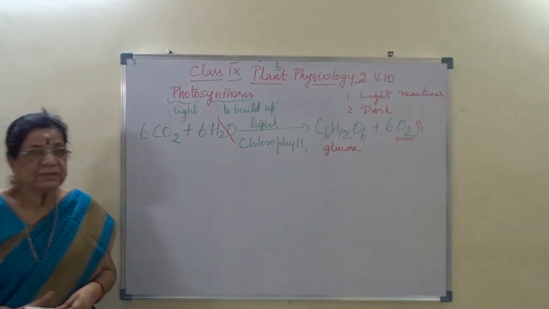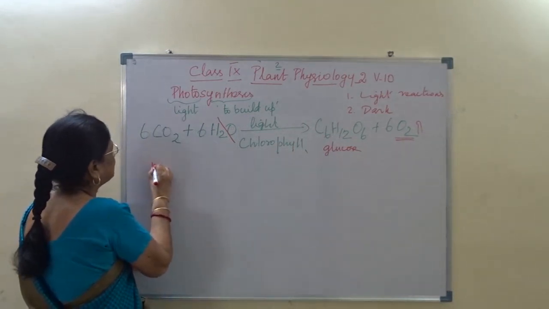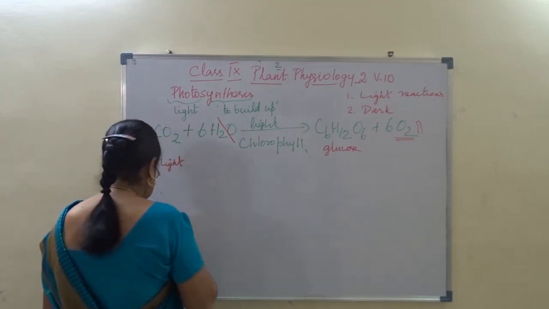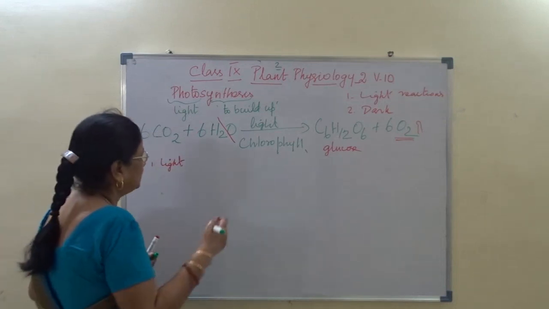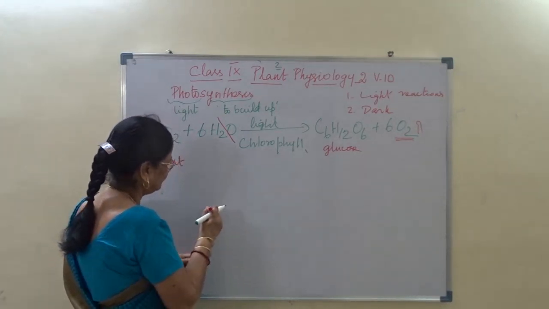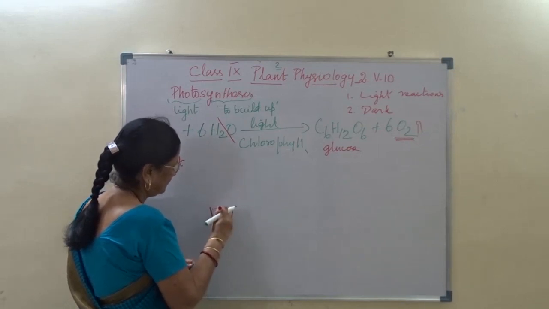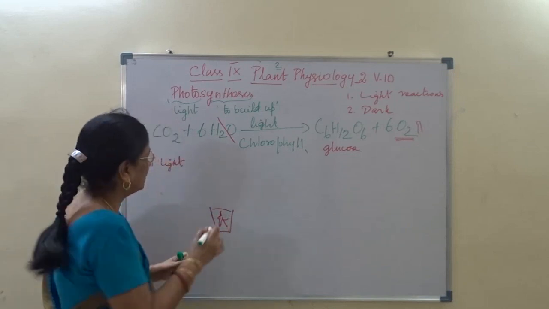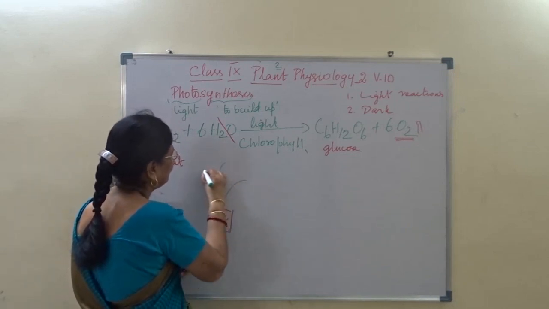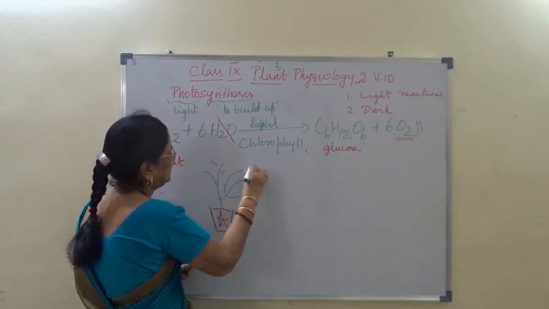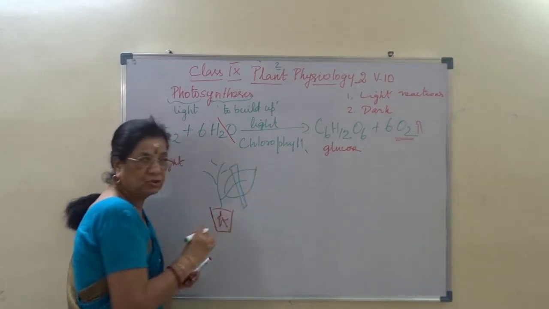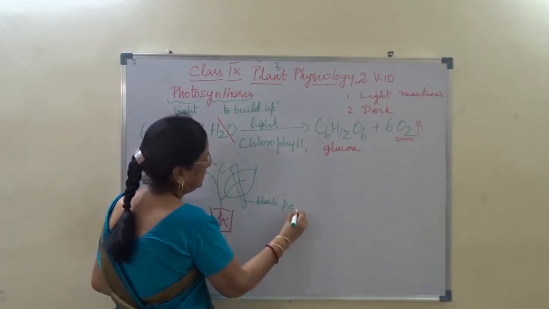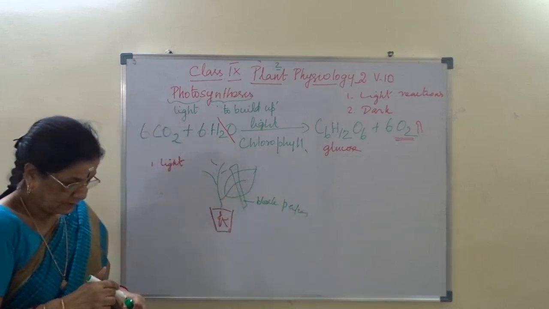Now photosynthesis, where light is essential for photosynthesis, there is an experiment where you take a potted plant with a leaf, and in one leaf you cover a portion of the leaf with the black paper. You cover a portion of the leaf with the black paper.